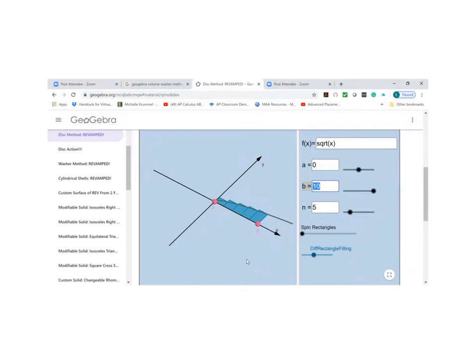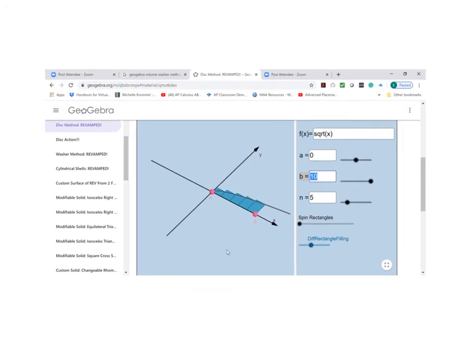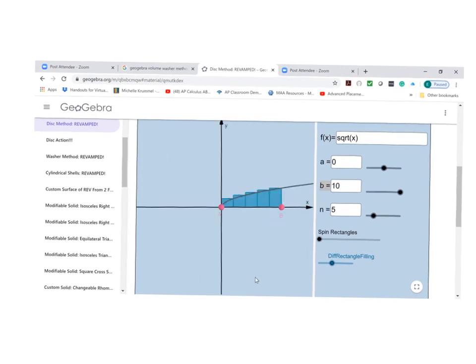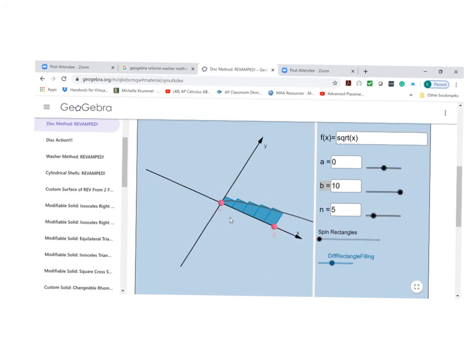Okay, so now that I am on this program, I wanted to show you the disk method with Geogebra. This is a very nice animation here. So I have y equals the square root of x, and I'm going to rotate the region bounded by y equals the square root of x and the x-axis about the x-axis. So let's do that. And here we have 5 rectangles. If we spin these rectangles, notice we get these discs. The disc is different from a washer because it doesn't have a hole in the middle. Okay, so that's our disc.